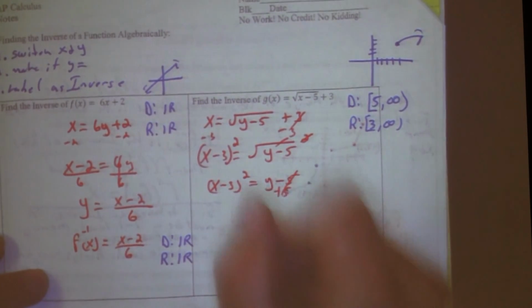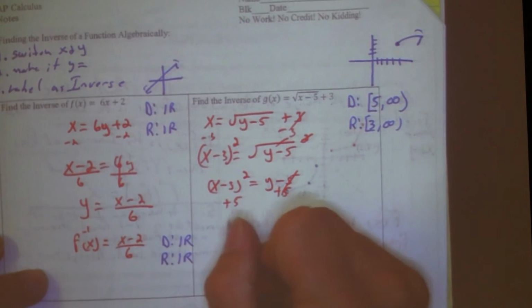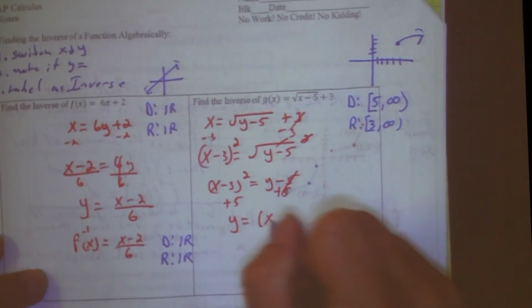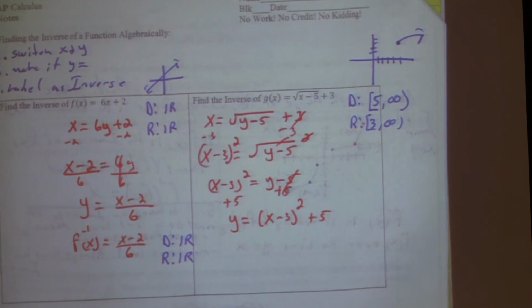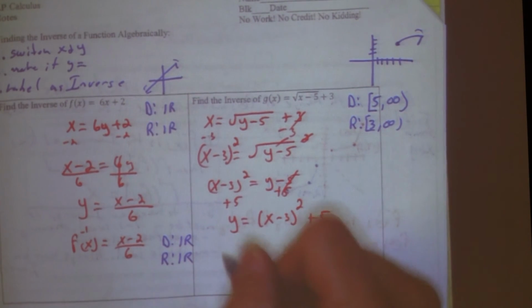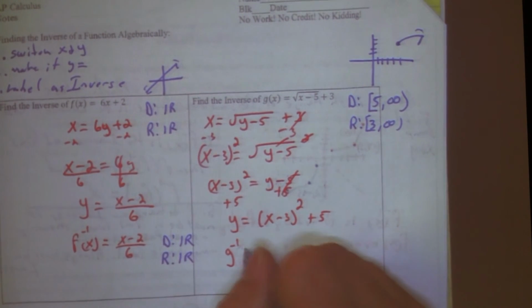As they say in Mortal Kombat. Plus 5. So y is equal to x minus 3 squared plus 5. And this one would be labeled as the inverse of what? Of g.